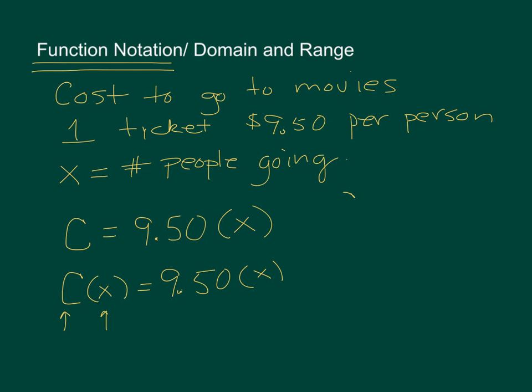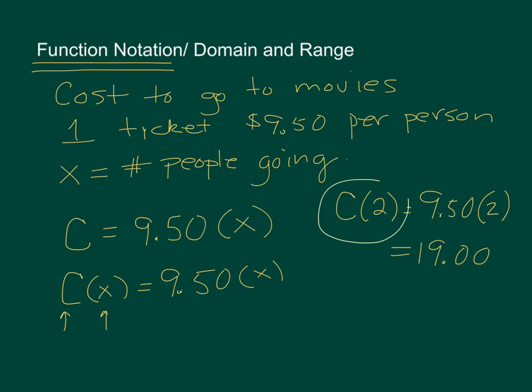If I wanted to know the cost for 2 people, I would do $9.50 times 2, which would be $19. And that way, this notation right here says the cost to send 2 people to the movies is $19.